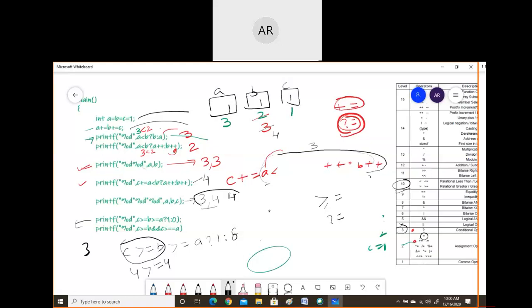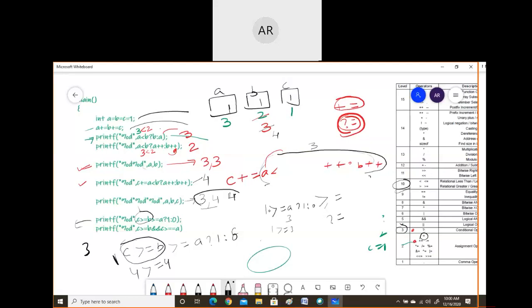So what is the value of C? I think C will be 4 now. Last time C was 0, right? So 4 greater than equal to 4, this condition will be true, I think. Yes, this condition will be true. So then this expression will return 1.